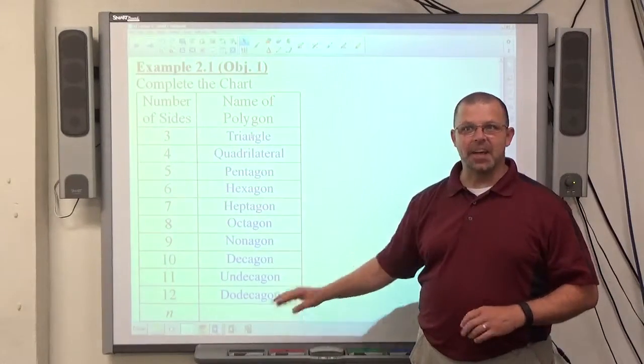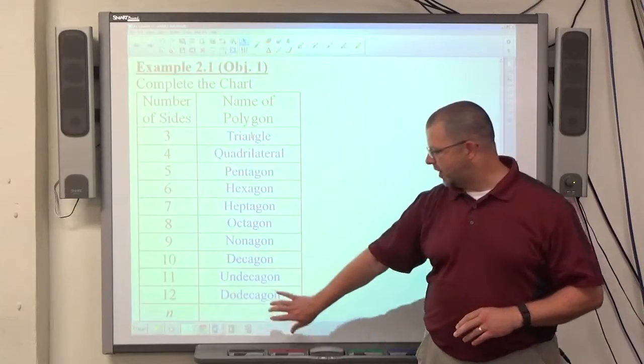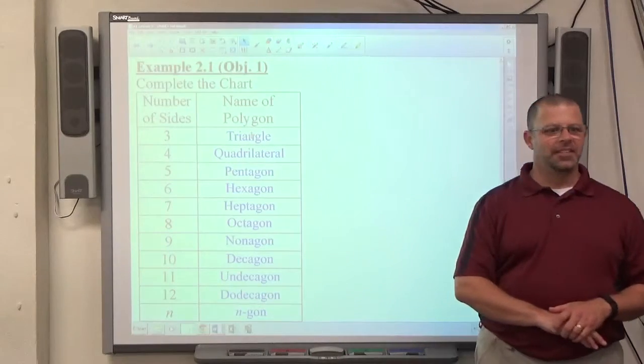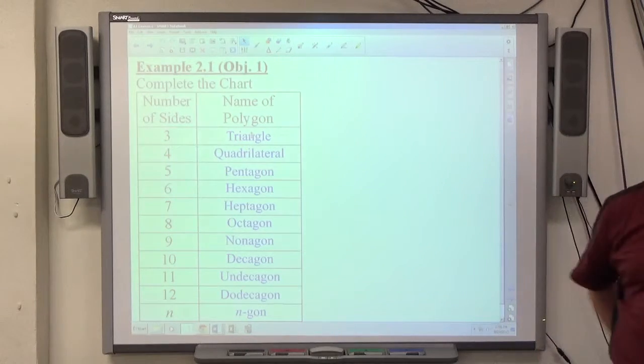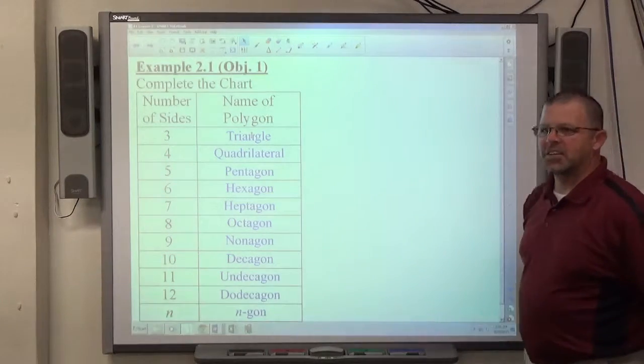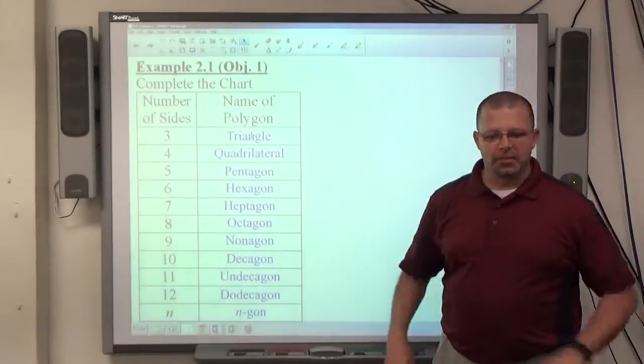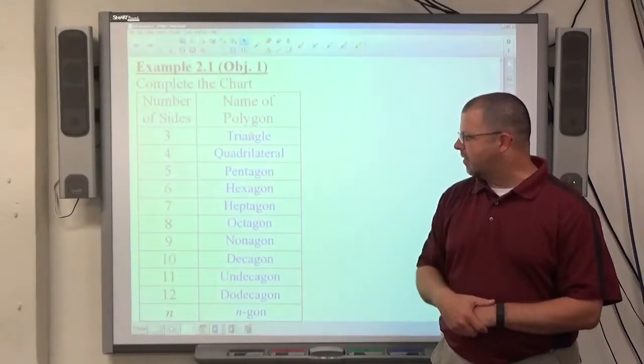For n sides, that means more than 12. It's just an n-gon. So if it's got 20 sides, it's a 20-gon. Okay. 20 sides is a 20-gon, and 50 sides is a 50-gon. So anyway, there's just names of polygons.